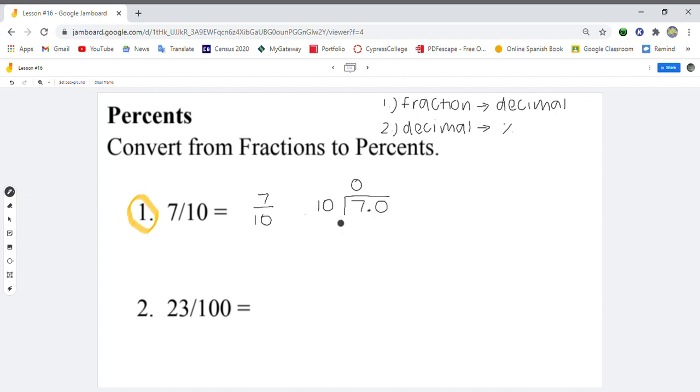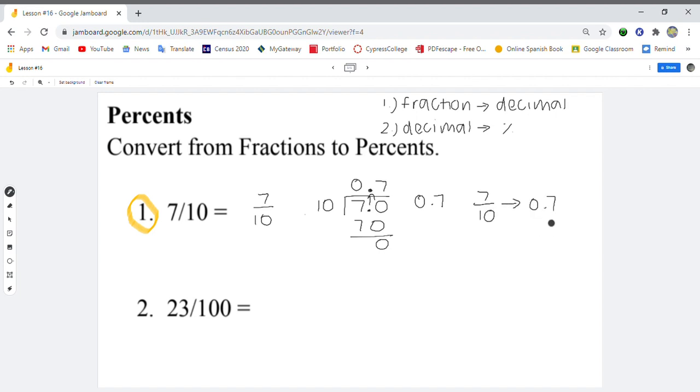And then we look at it. How many times does 10 go into 70? 10 goes into 70 7 times. So we'll be placing 7 over here and subtracting this, and we end up with 0. And then looking at the decimal point here, we put the decimal point here, and we end up with 0.7 as our decimal. So we completed the first step, which is converting 7 over 10 to 0.7, the decimal.